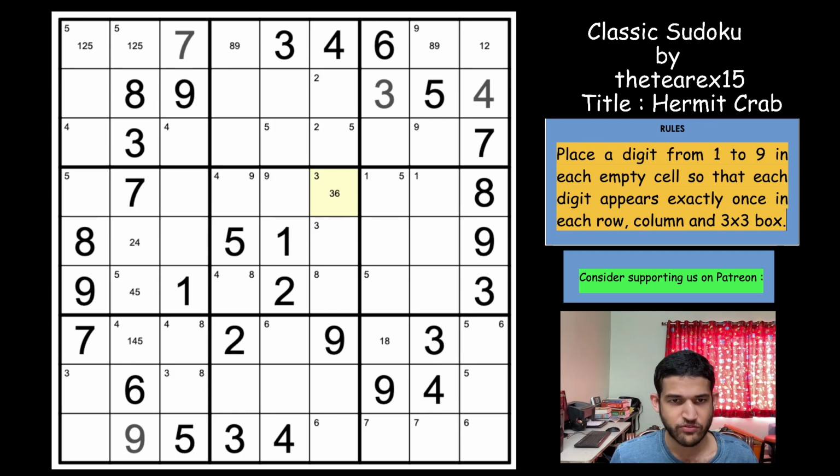And look at row 5 column 8. 1, 5, 8, 9, 3, 4. This can only be 2, 6 and 7. So I'm just looking for cells which have only 3 possibilities and trying to minimize the number of cells. I'm writing candidates, but I think I have to write more candidates in this Sudoku.